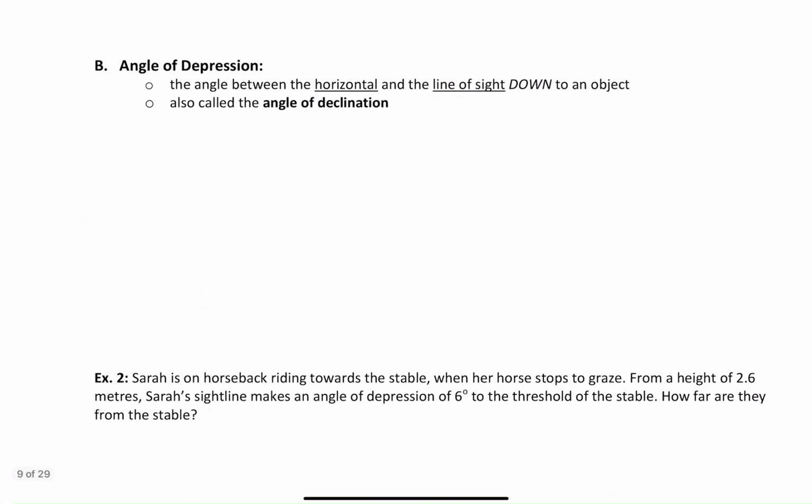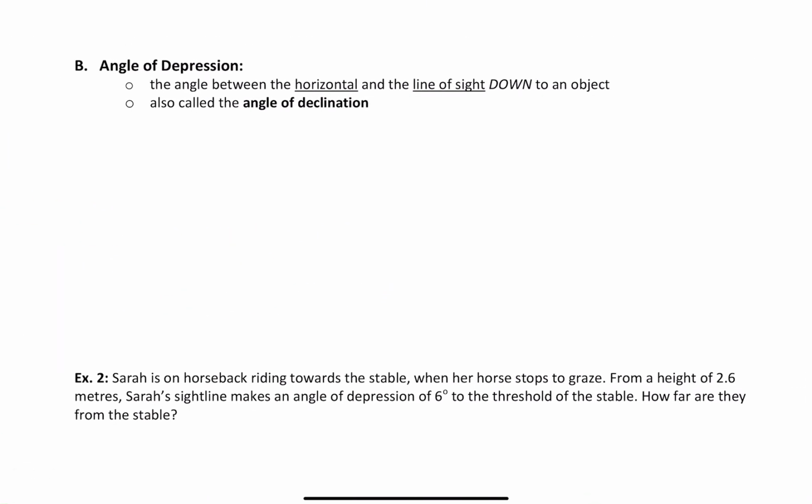Let's take a look at angle of depression. So angle of depression is the angle between the horizontal line and the line of sight down to an object, also called the angle of declination. So again, let's say we're a bird now. We're a bird up here, flying in the sky, and we see a little itty bitty human being there. Oops, I'm trying to draw the ground.